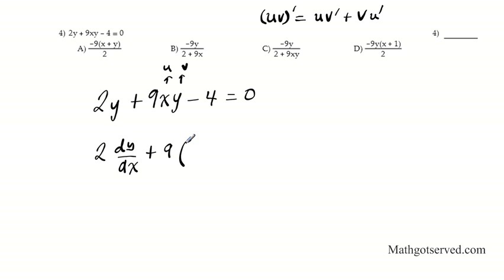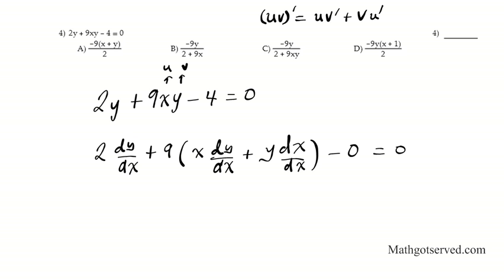Okay? So u is simply going to be x, v prime is going to be dy/dx, right? Plus, and then v is simply y, and then u prime is dx/dx. Okay? And then if you apply the constant rule to differentiate 4, you're going to have minus 0 equals 0. All right, let's simplify this further.